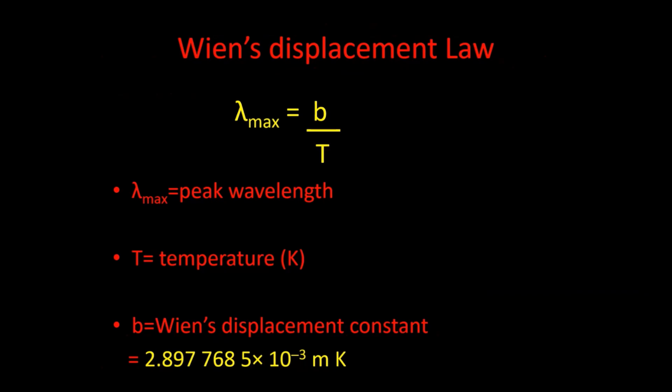Lambda max, being the peak wavelength, the wavelength that the body is emitting most of its radiation, is equal to B, which is a constant, over T, which is the temperature in Kelvin. Here's lambda max, here's that maximum wavelength, here's your temperature, and B is Wien's displacement constant, which is 2.8977865 exactly, times 10 to the minus 3 meter Kelvin.